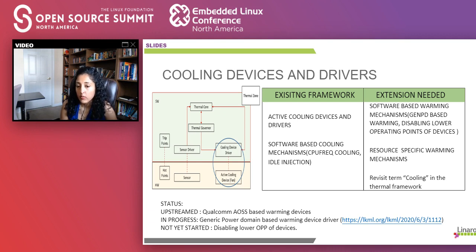And then once we talk about all this, I think we should also talk about the term cooling in the thermal framework, because, like I said before, the entire framework is based on the premise of monitoring rising temperature, and hence the mitigating action is cooling. Whereas now that we have this particular need where we also need to monitor falling temperature, the mitigating action is no longer cooling; the mitigating action can also be warming. So maybe the words like cooling devices and cooling maps and all that need to be revisited, to see if we can reword them into something probably better.